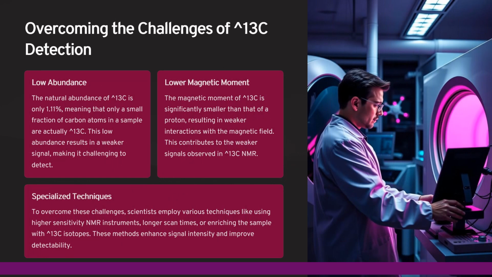Now, let's discuss some of the key challenges faced when detecting carbon-13 signals in NMR. One major issue is the low natural abundance of carbon-13, which is only about 1.11%. This means that a very small fraction of carbon atoms in a sample are actually carbon-13, which results in a weaker signal. The low abundance of carbon-13 makes it more difficult to detect compared to other nuclei like protons.